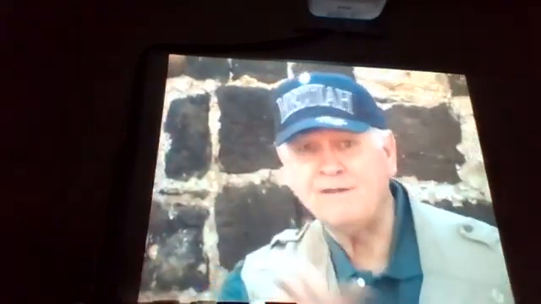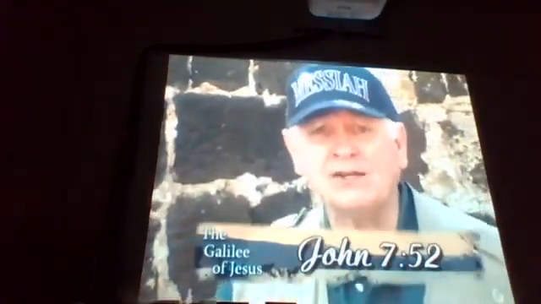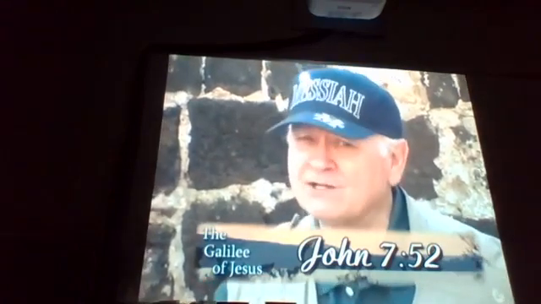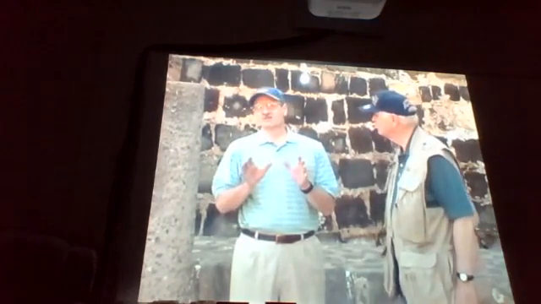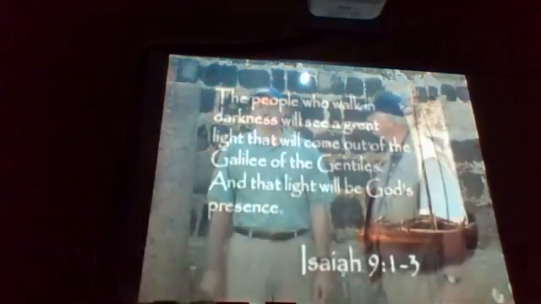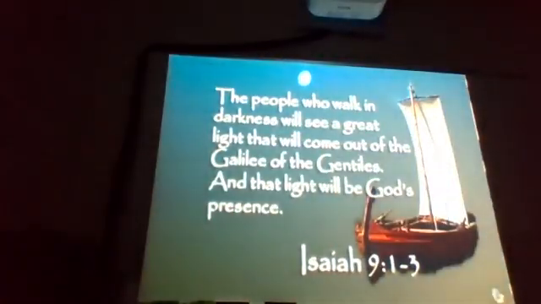On one occasion, the Pharisees denounced Jesus by saying, "Search the scriptures and you will see that no prophet arises out of Galilee." But they were wrong, for Isaiah had prophesied that the Messiah would come out of Galilee. In a beautifully worded passage in Isaiah 9, he wrote, "The people who walk in darkness will see a great light that will come out of the Galilee of the Gentiles, and that light will be God's presence."